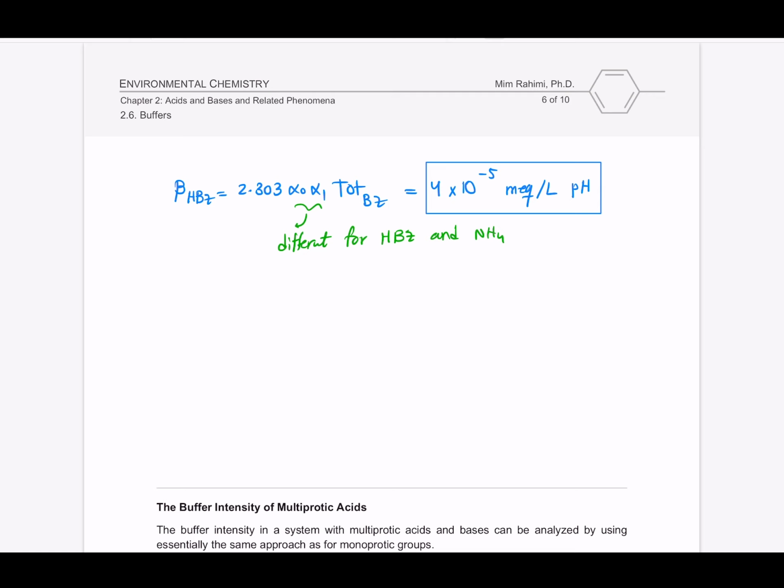So now we can combine all together. The total beta is the contribution of water plus the contribution of ammonia plus the contribution of benzoate, which would be equal to 2.92 milliequivalent per liter per pH.